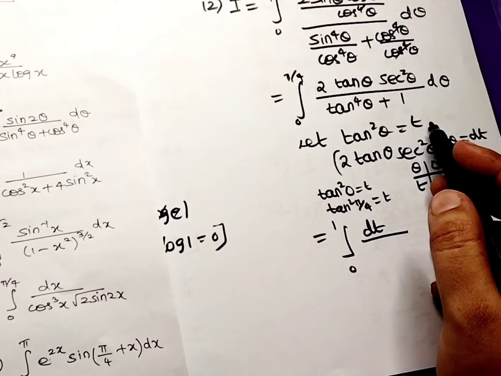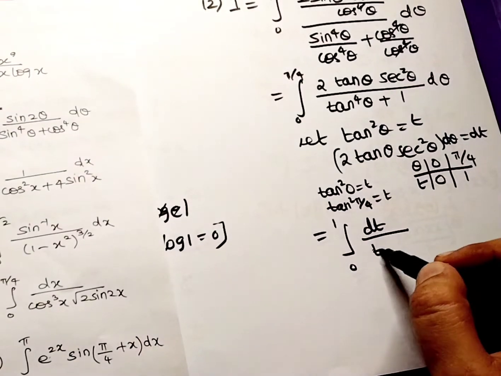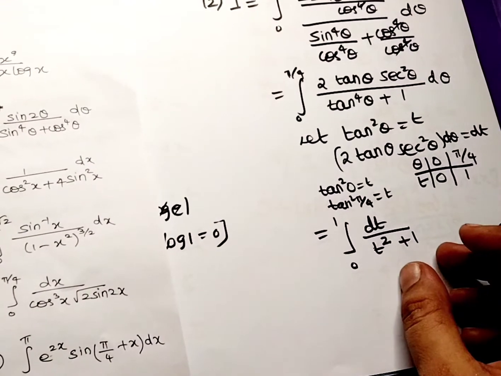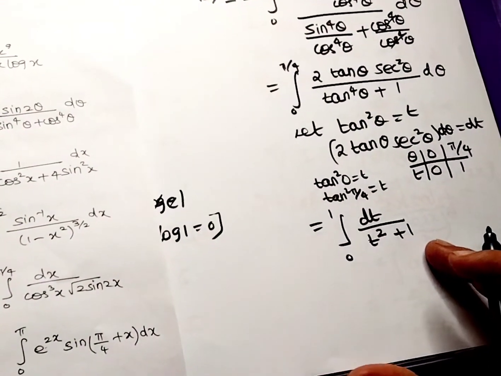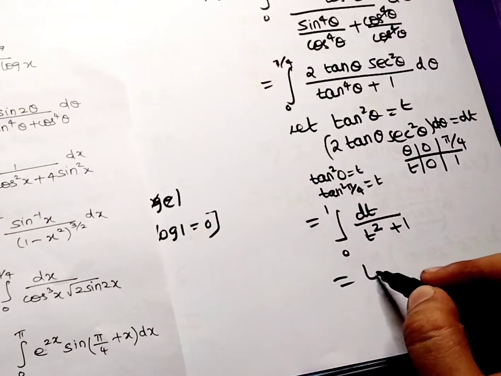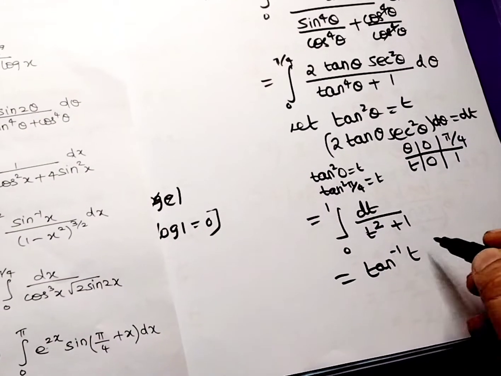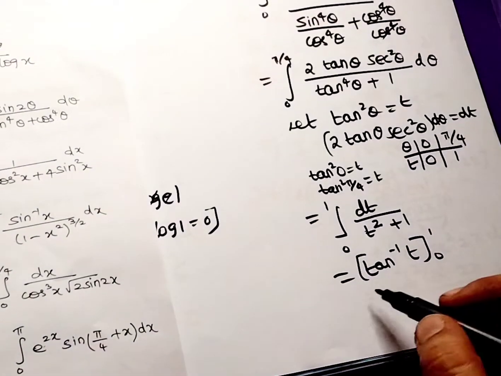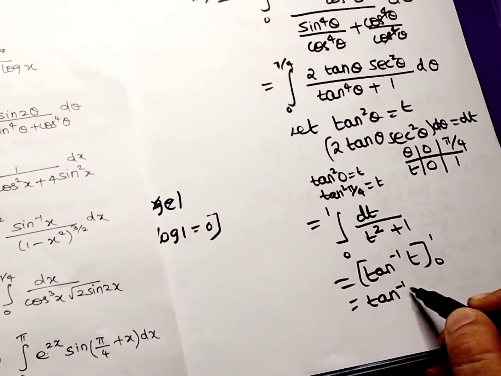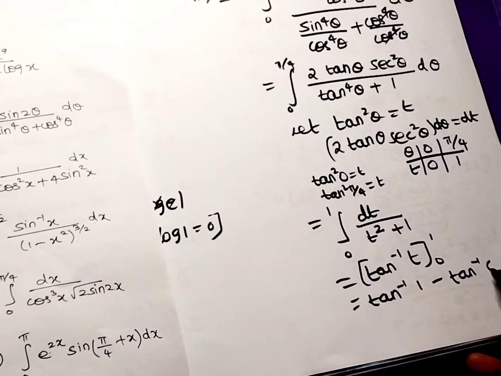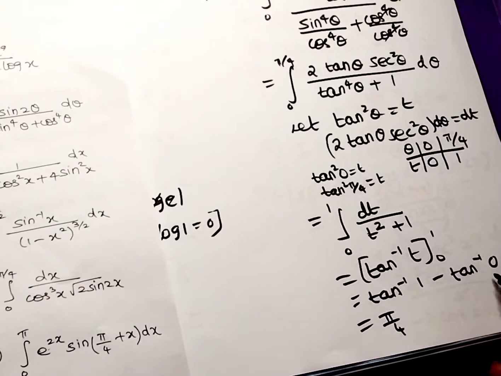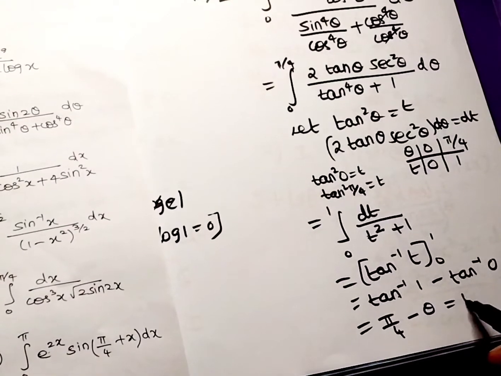Tan square theta we have taken as t. This is whole square. So t square plus 1. So this is of the form integral dx by x square plus 1. That is tan inverse t, and we have the limit 0 to 1. Now the upper limit minus lower limit: tan inverse 1 minus tan inverse 0. Tan inverse 1 is pi by 4, tan inverse 0 is 0. So the final answer is pi by 4.